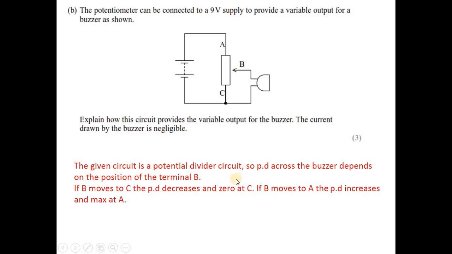So the given circuit is a potential divider, and the potential difference across the buzzer depends on the position of the terminal where B is. If B moves to C, then the potential difference is decreasing until it reaches C, where the potential difference is 0. And if B moves towards A, then the potential of the buzzer will be increasing until it is maximum at A.